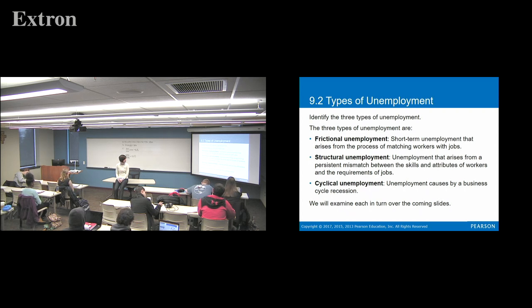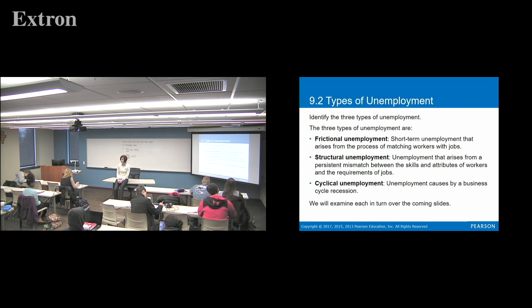The second one is structural unemployment. That's unemployment that arises from a persistent mismatch between the skills and attributes of workers and the requirements of the job. So in other words, I'm a seamstress, and all of a sudden they bring in all these machines to replace me. Now my skills aren't any good anymore. It's going to take me a while, because I'm going to have to get retrained. I'm going to have to learn a new skill, because my current skill is of no use. It's outdated, right? Then there's cyclical unemployment, and that's unemployment caused by a recession.